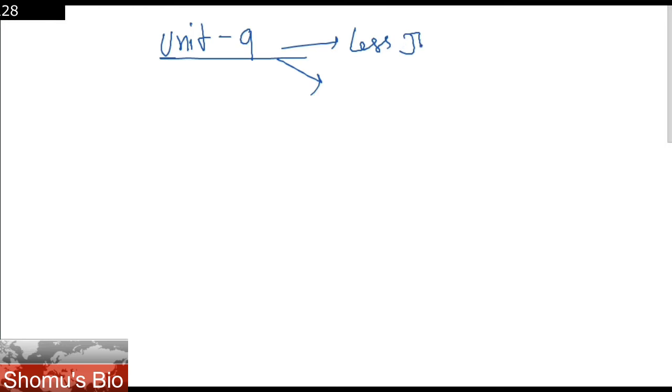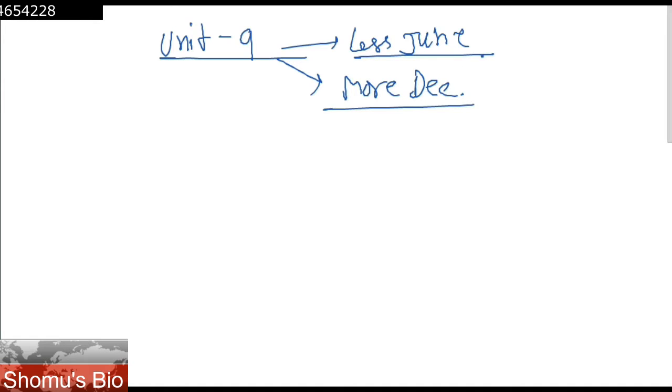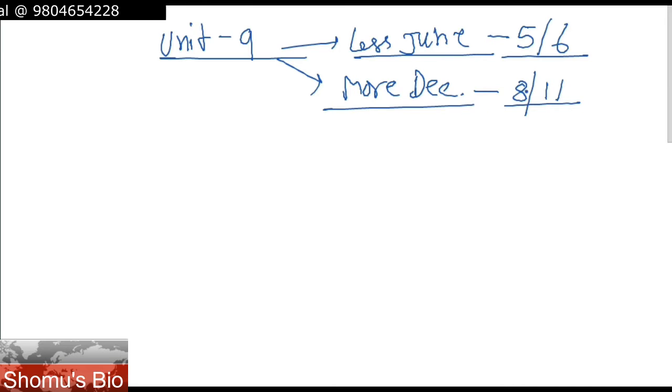Unit 9. To be honest, the distribution of questions in Unit 9 is less in June and more in the December NET exam. Generally the questions, including B and C together, can be 5 or 6 in June, whereas in December it may range from 8 to even 11, depending on year to year variation. So 8 to 10, 11 questions in December sometimes.